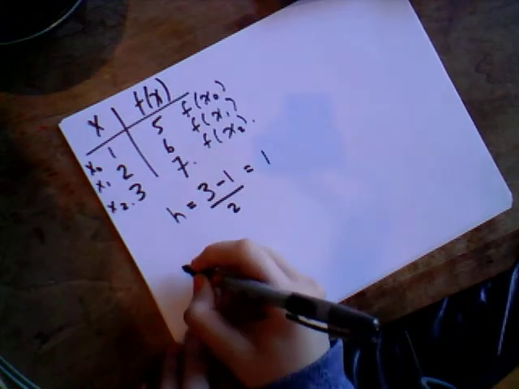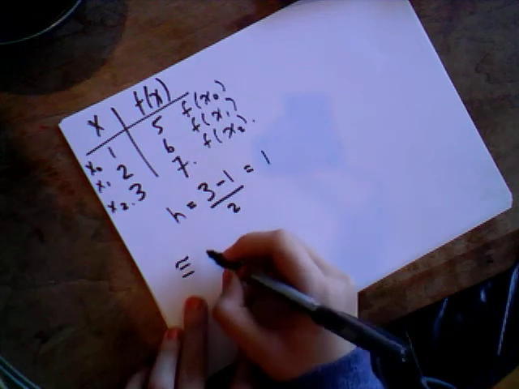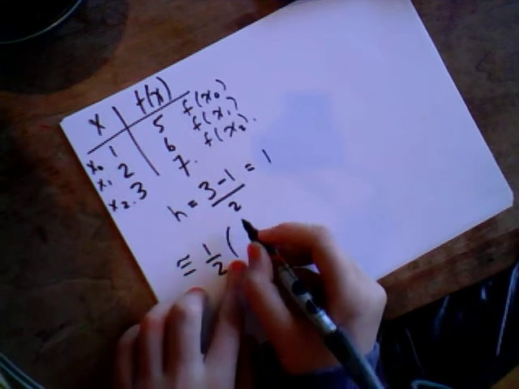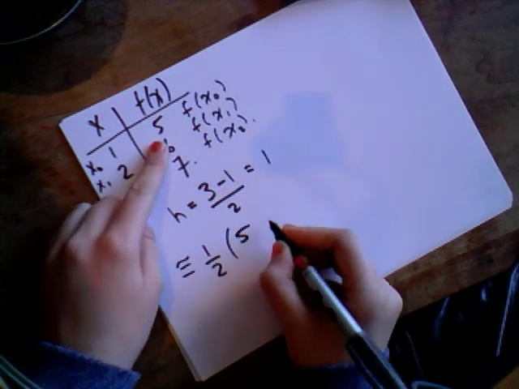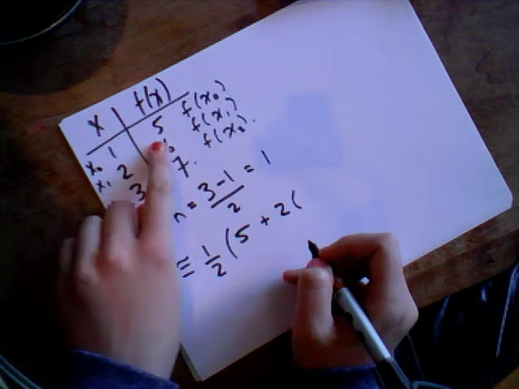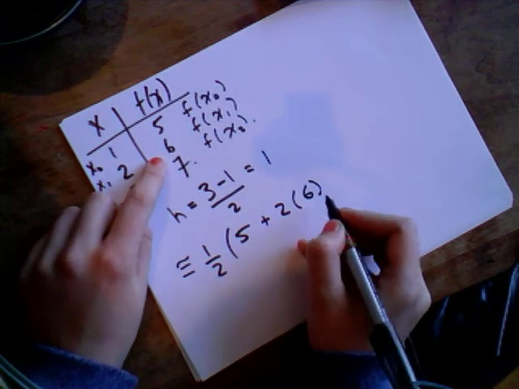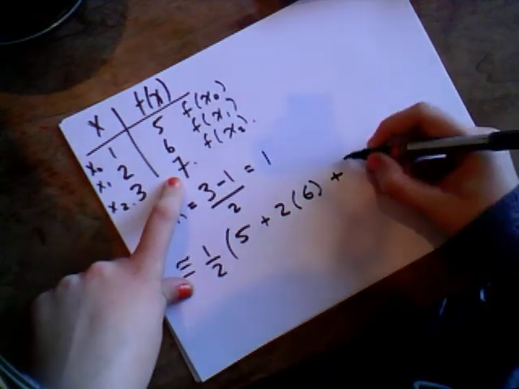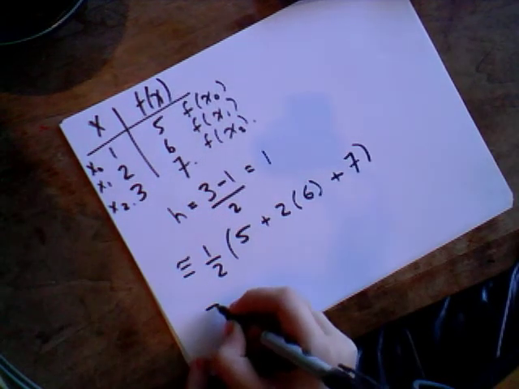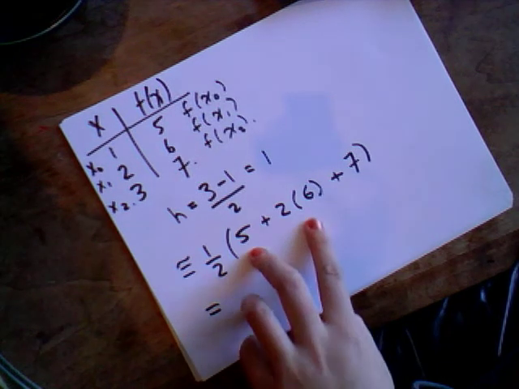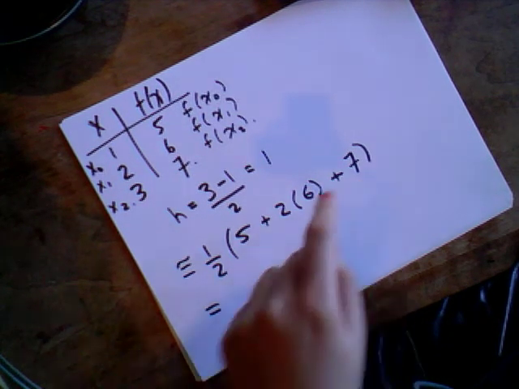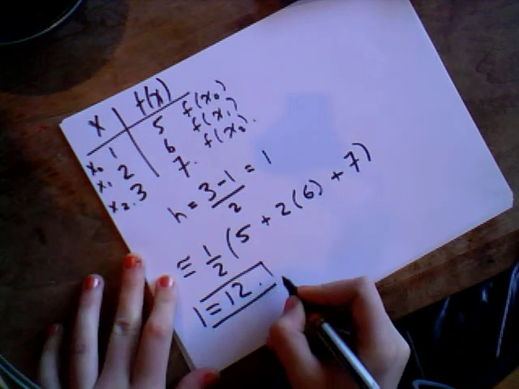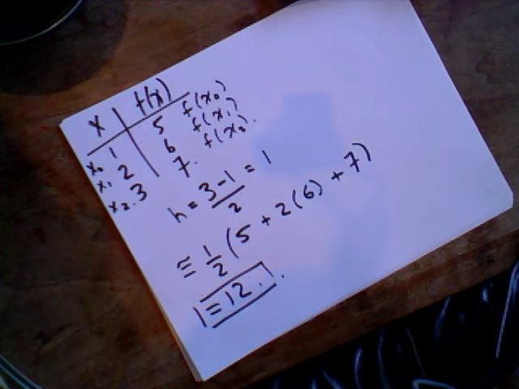So it's going to be approximately equal to h divided by 2, so 1 divided by 2, times the function value at x0, which we see here is 5, plus 2 times the function value at x1, which is 6, and then we're at our last function value, so we don't need to multiply by anything, it's just plus 7. Okay, so here is just 5 plus 12 is 17, plus 7 is 24, divided by 2 is 12, and there's your answer. It's pretty easy, it's just a matter of plugging stuff into the formula.